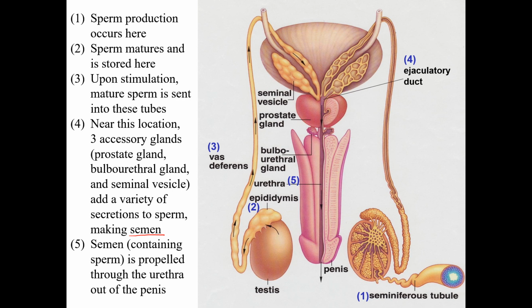In addition, before ejaculation occurs, there's a fluid that comes out before the semen, and that fluid is referred to as pre-ejaculate. Pre-ejaculate helps to clean out the urethra to remove nitrogen wastes and make sure it's ready for that semen to pass through.